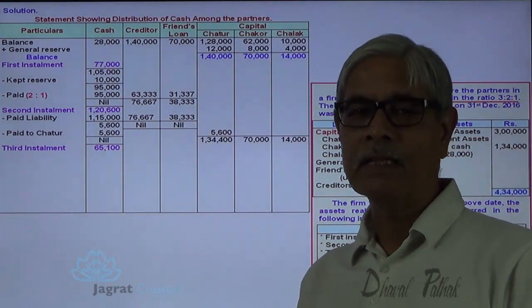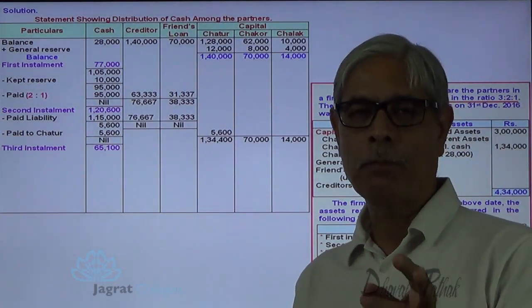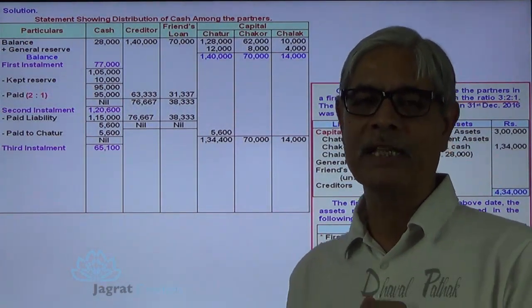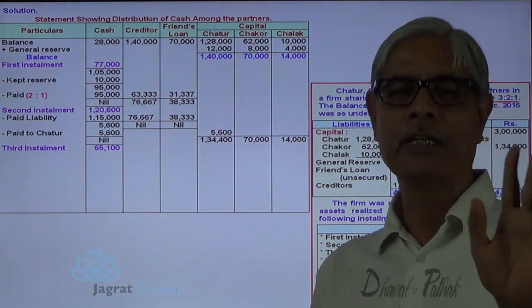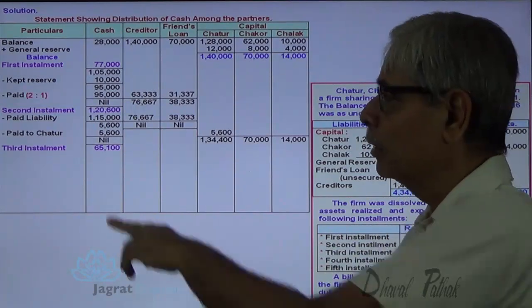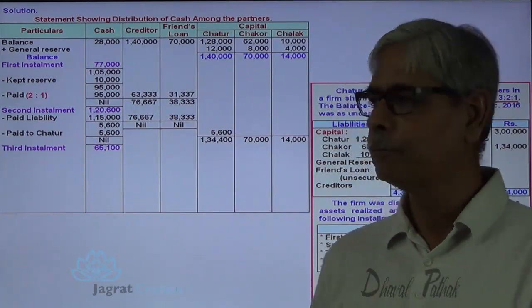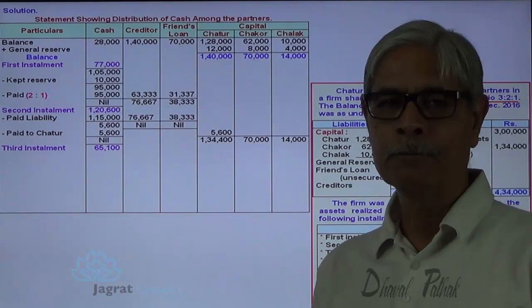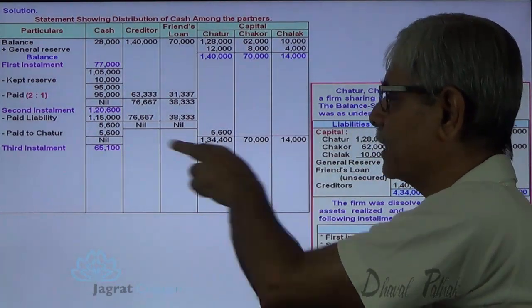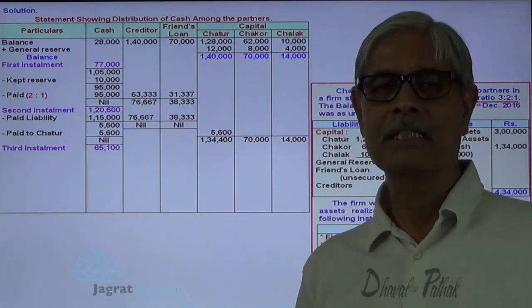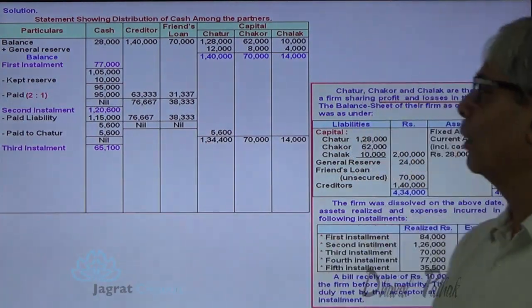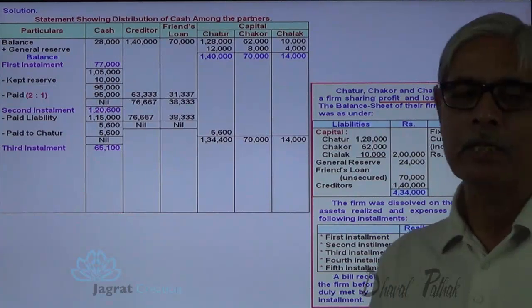Out of this 65,100, which partner should be paid what amount? How to decide? Apply the principle of maximum loss. Presume that no further installments are going to be realized. This is the only cash balance available for distribution against the capital. So the difference between the total of the capital and this 65,100 will be identified as maximum loss. That loss will be distributed amongst partners in the ratio of 3:2:1.